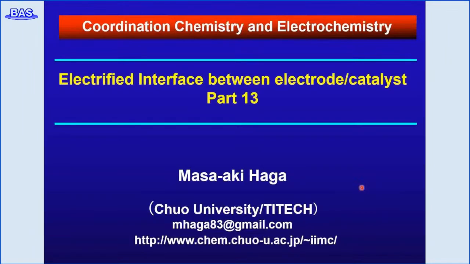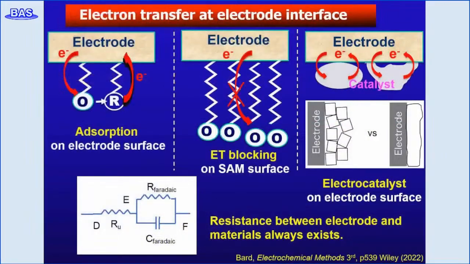Here, I will discuss this interface between the electrode and the modified material, focusing on the contact between the catalyst and the electrode. The interface between the electrode surface and a substance can be divided into three types in terms of electron transfer events. The first is when a substrate is adsorbed on the electrode surface and electron transfer is possible between the fixed substance species.